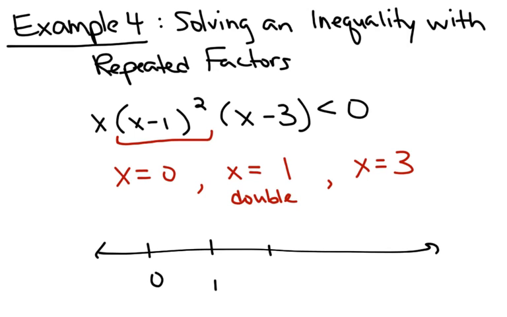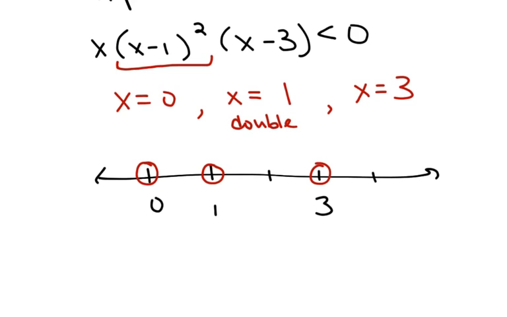So on a number line, 0, 1, and then here's 3, I would have an open circle at 0, an open circle at 1, and an open circle at 3. So this particular problem has 1, 2, 3, 4 regions. There's the region that's less than 0. There's the region that's between 0 and 1. There's the region between 1 and 3, and the region that's greater than 3.